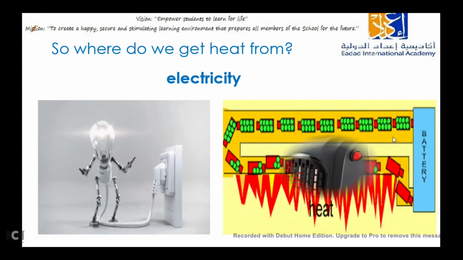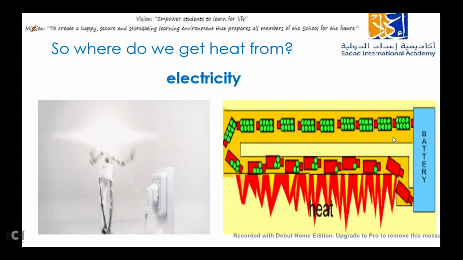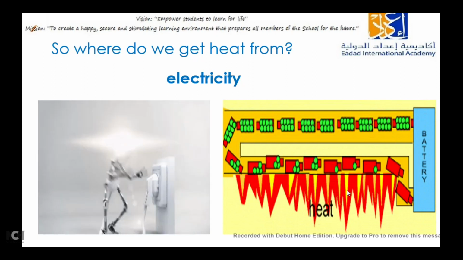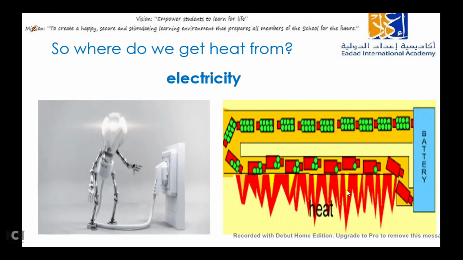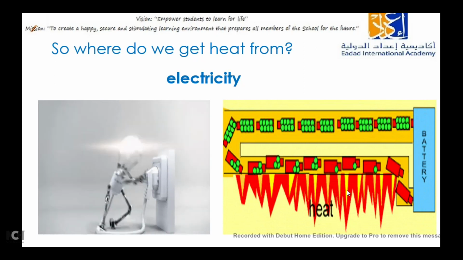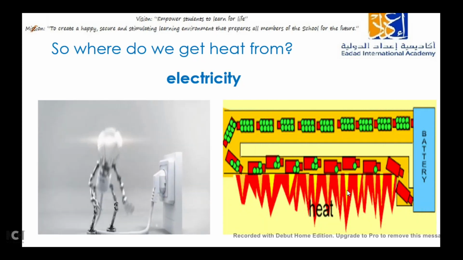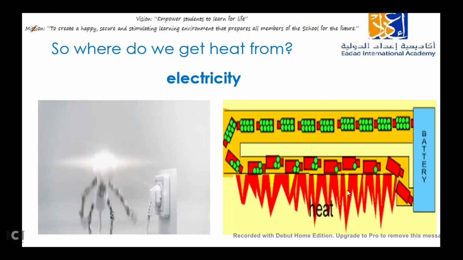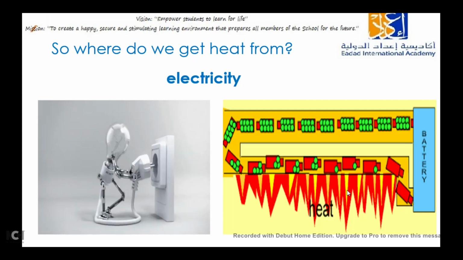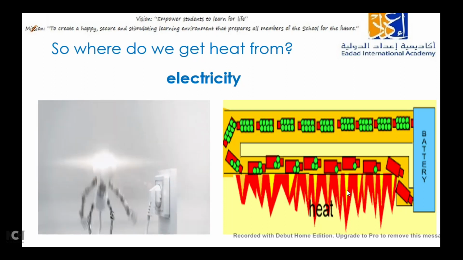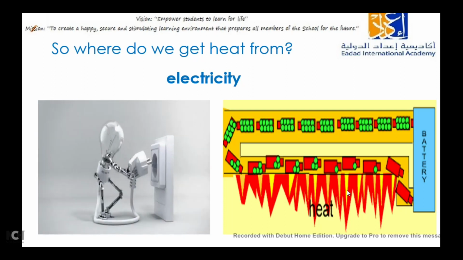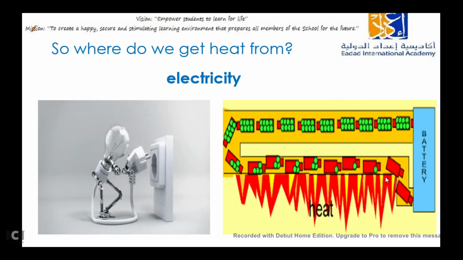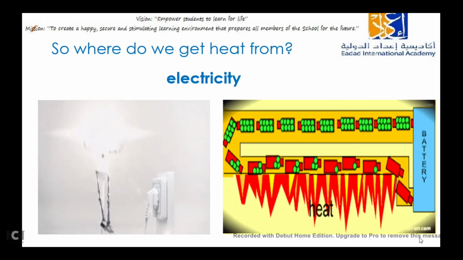So when electricity is running, it will produce heat. That's why if you want to have an experiment, if you have a toy car, put a battery on it and let it run for maybe 10 or 30 minutes. Then try to touch the battery after you've made it run. You will feel that it's a little bit hot because when electricity is running, it will produce heat.